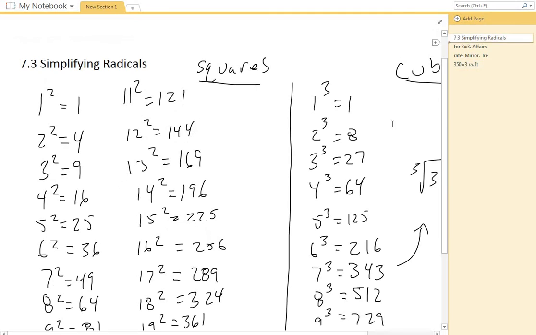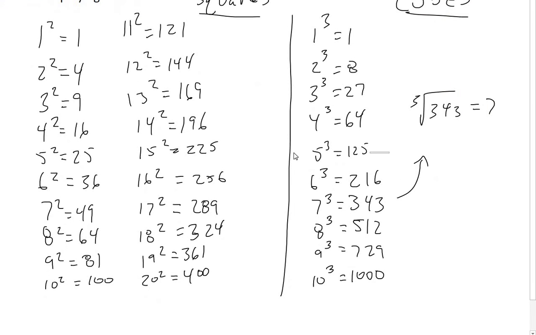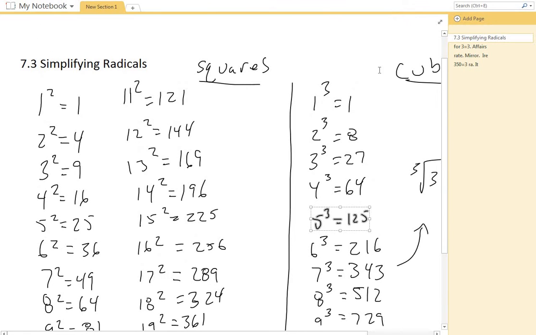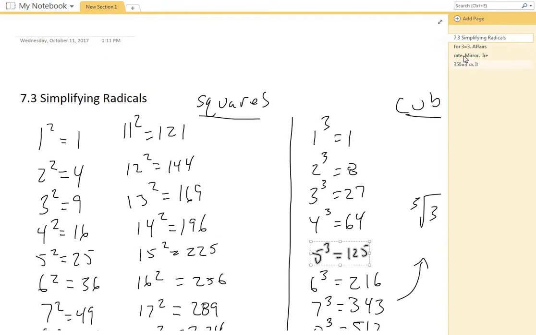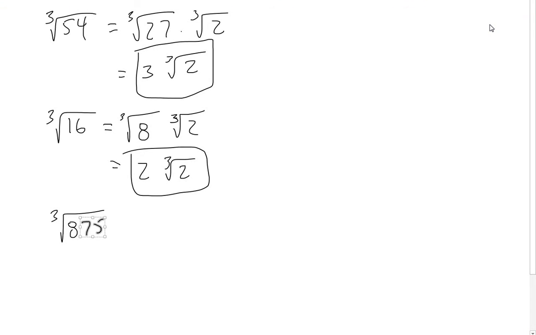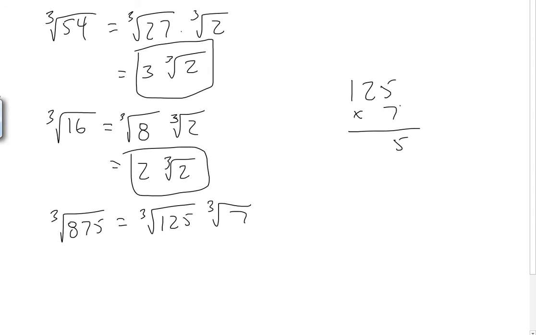25 is not a cube though. I do have a cube with 125. Let's see if that one works. Can I rewrite the cube root of 875 as 125 times something else? It's 7. 7 times 125 gives me 875.